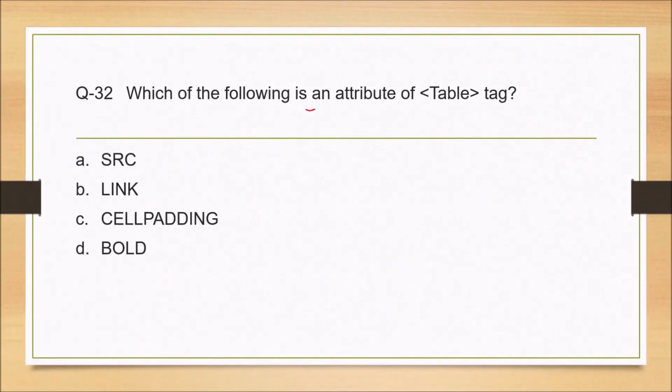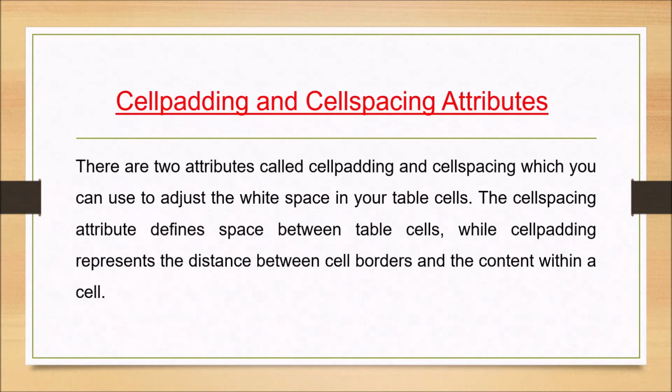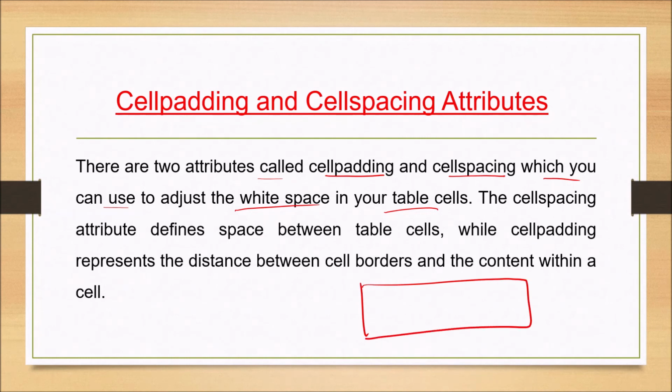Which of the following is an attribute of table tag? SRC, link, cell padding, and bold. And the correct answer is cell padding. There are two attributes called cell padding and cell spacing, which you can use to adjust the white space in your table cells. So if this is your table in which one row is there and two columns are there.